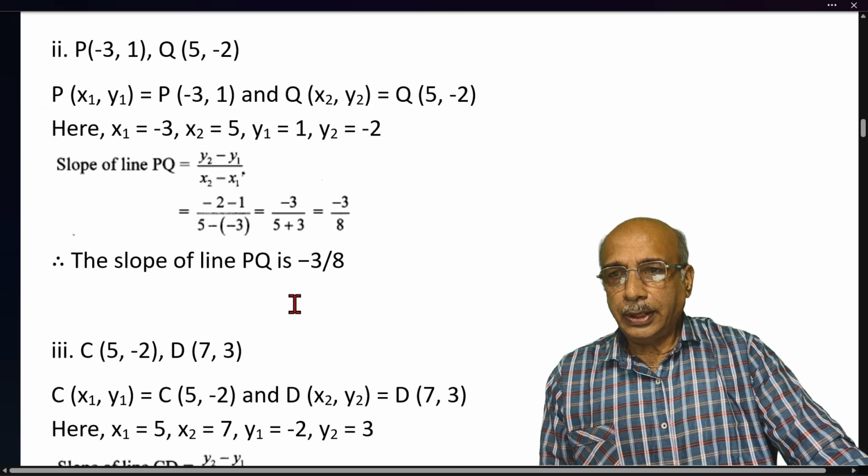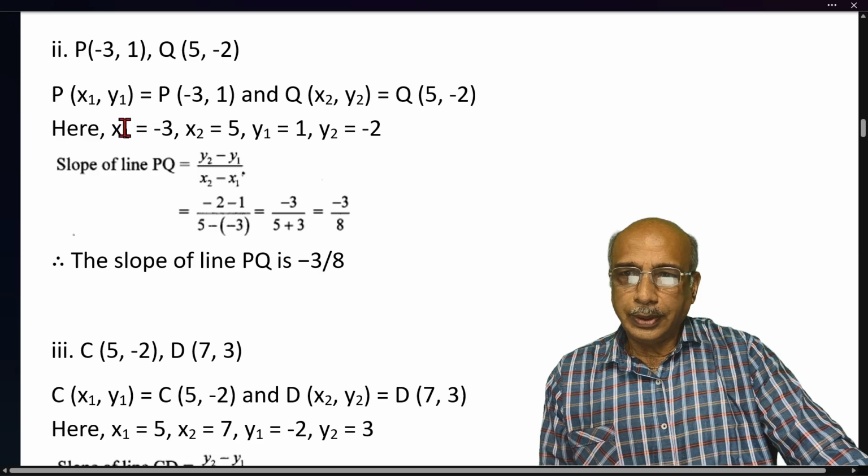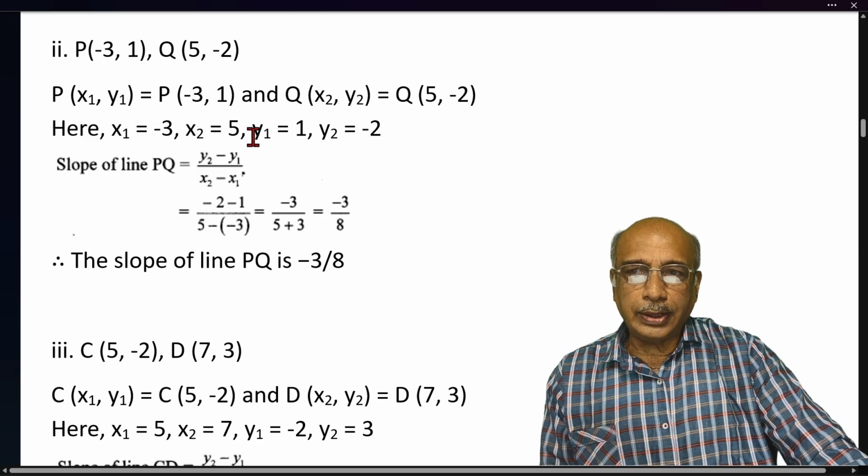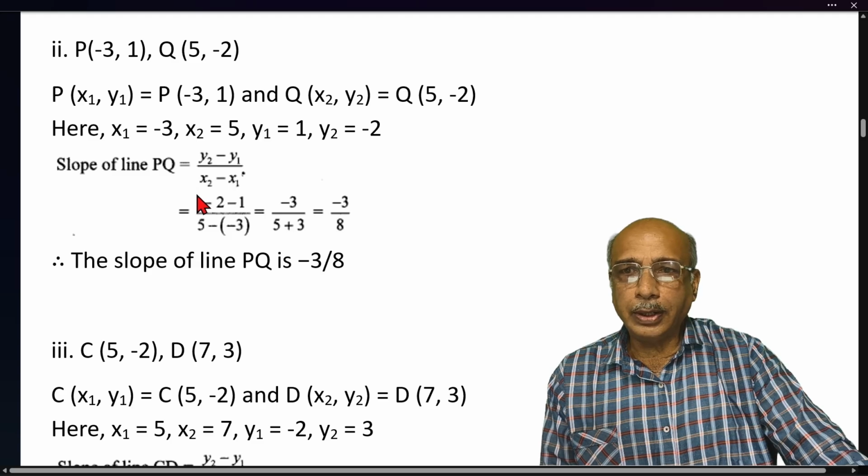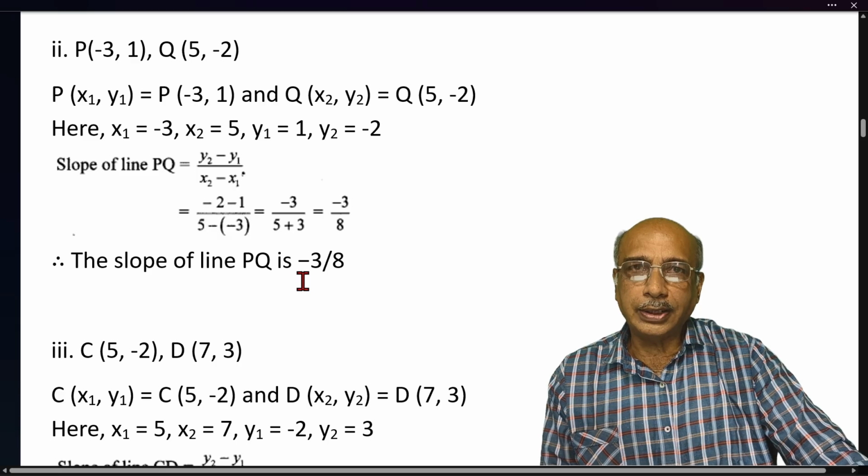Another, point P (-3, 1), Q (5, -2). Take the values as x1, y1, x2, y2. Substitute: slope of line PQ equals y2 minus y1 upon x2 minus x1. Substitute the values, simplify it, you will get minus 3 by 8. So slope of line PQ is minus 3 by 8.